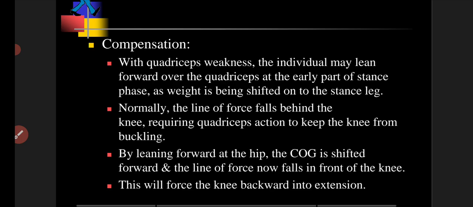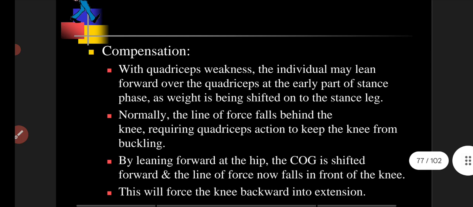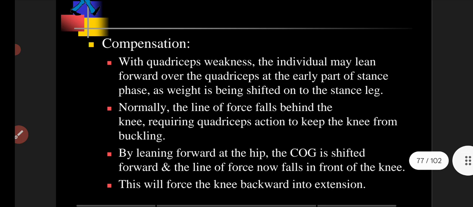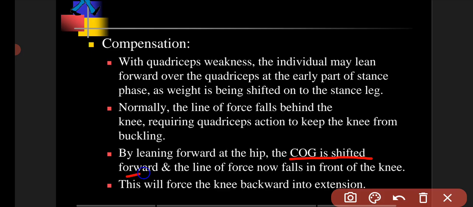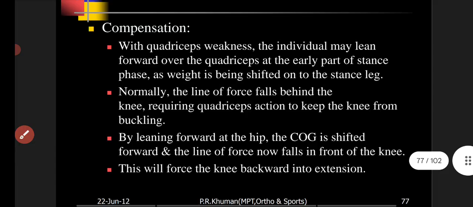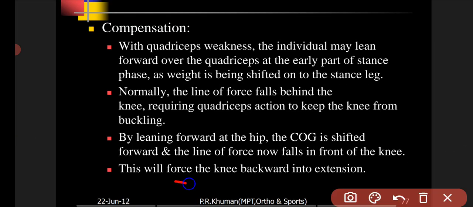Normally, the line of force falls behind the knee during the stance phase, requiring quadriceps action to keep the knee from buckling. But in this case, the line of force will fall forward. That will keep the knee from buckling. By leaning forward at the knee, the COG is shifted forward. The line of force now falls in front of the knee. This will force the knee backward into extension.